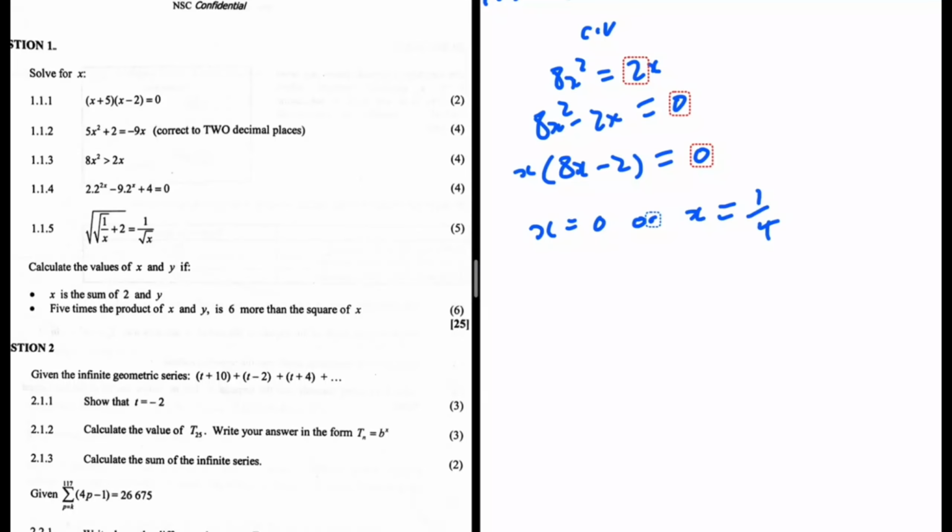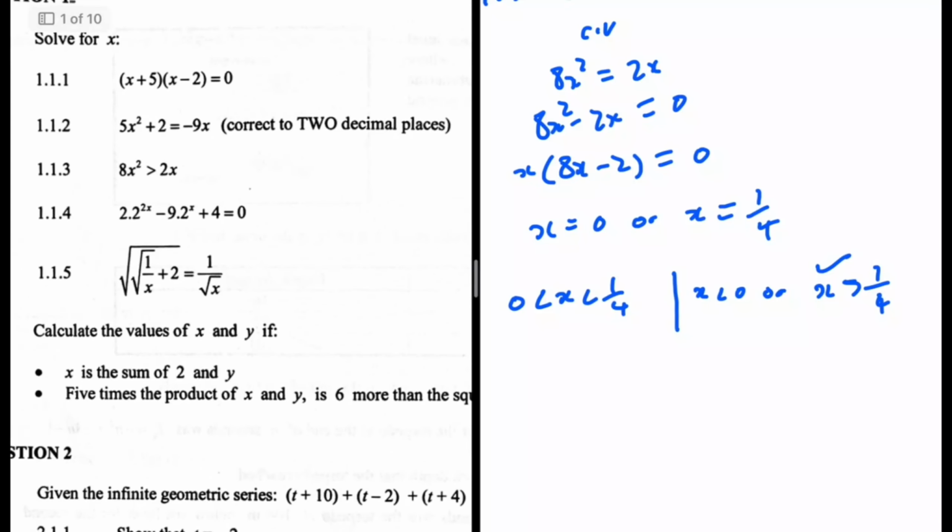We then need to test and see whether our answer lies between 0 and 1/4 or outside. What do I mean by that? So it is either x is between 0 and 1/4, or x is actually outside, x less than 0, or x greater than 1/4. So we need to actually test which one of these two possible sets of solutions is true. So I'm going to test that solution. So we have x greater than 1/4. A number that is greater than 1/4 is 1. So I'm going to sub 1 into 1.1.3 and see what I get.